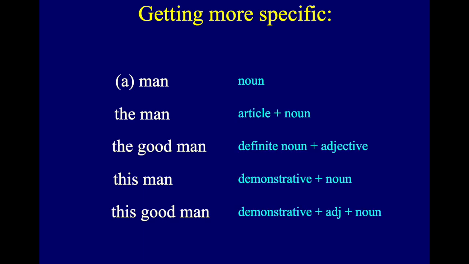So what we have here, a man, that's just an indefinite noun. The man, that's the definite article plus a noun, which is now made into a definite noun. The good man, that's a definite noun plus our adjective, good. This man, that's a demonstrative, a special kind of adjective, plus a noun. And then this good man, a demonstrative plus an attributive adjective plus a noun.